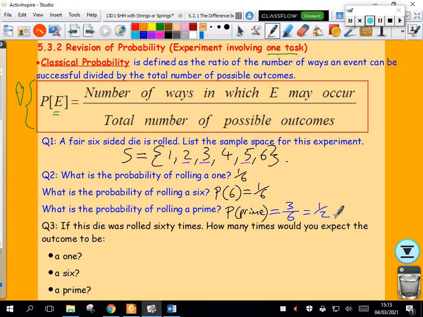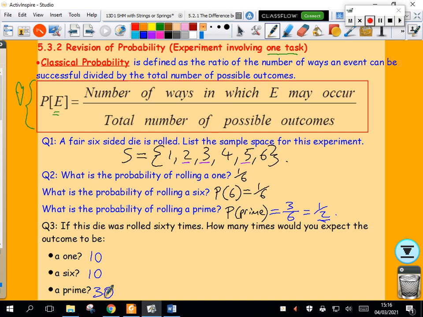So if this die was rolled 60 times, how many times would you expect the outcome to be a 1? We'd expect it to be a 1 1/6 of the time. So 10. Well, it's the probability of 1/6, so we would expect that 1/6 of the time we will roll a 6, so we'd expect to get 10 6s on 60 rolls of a die. And the probability that I'd roll a prime is a half, so I would expect to get a prime on half of the rolls, so about 30.